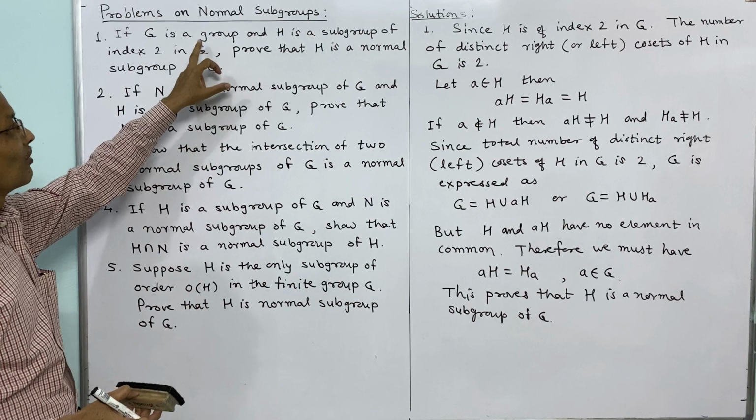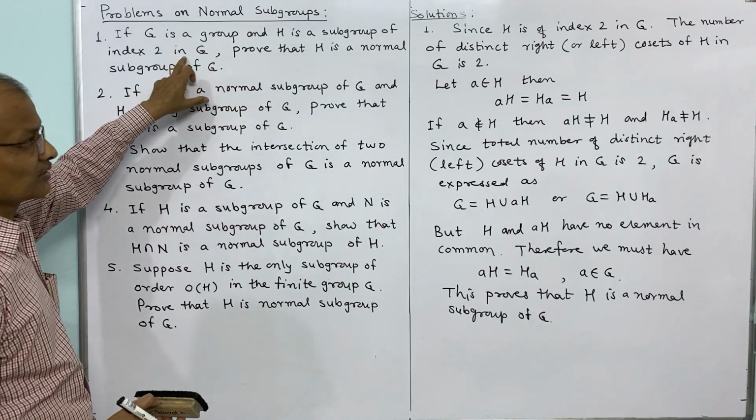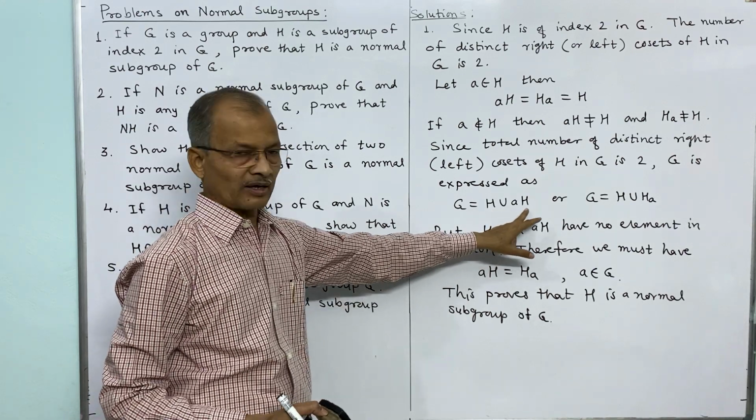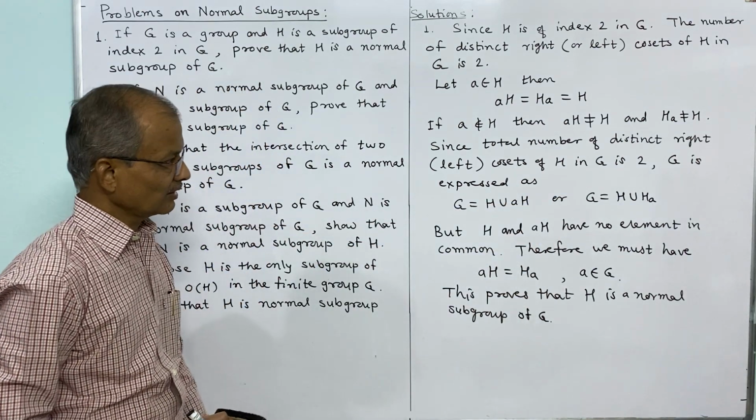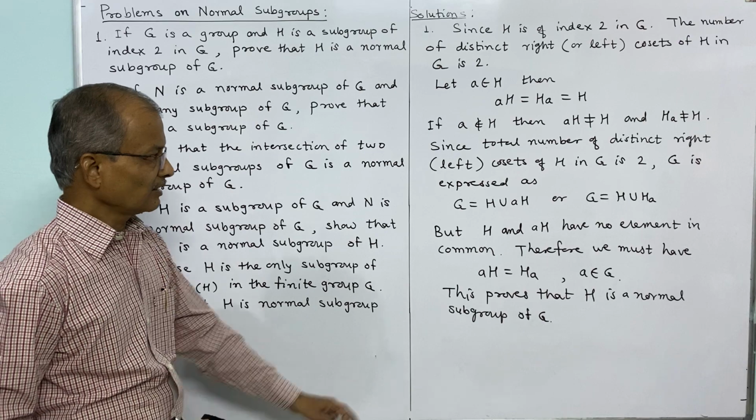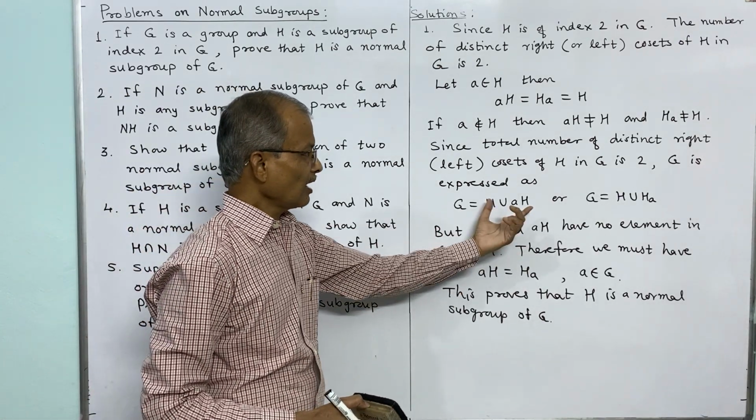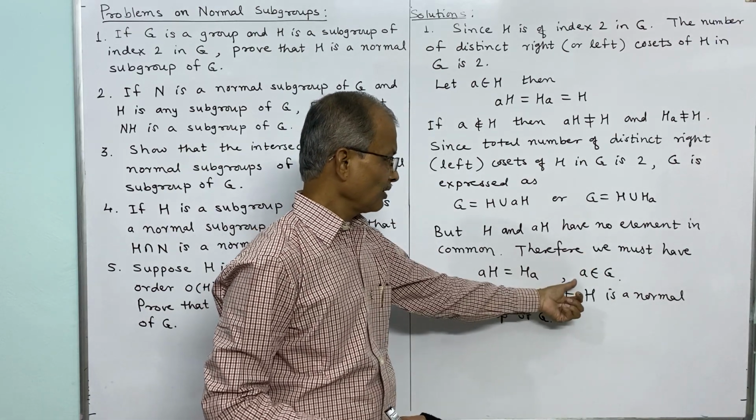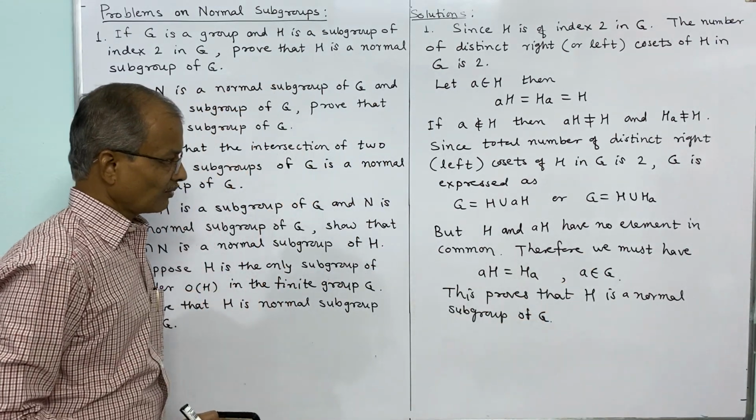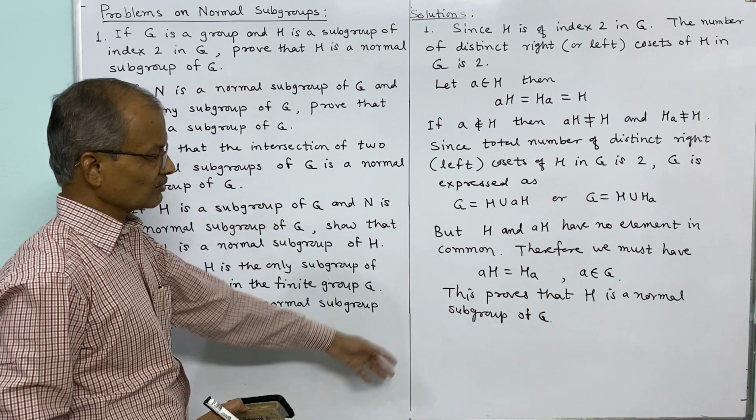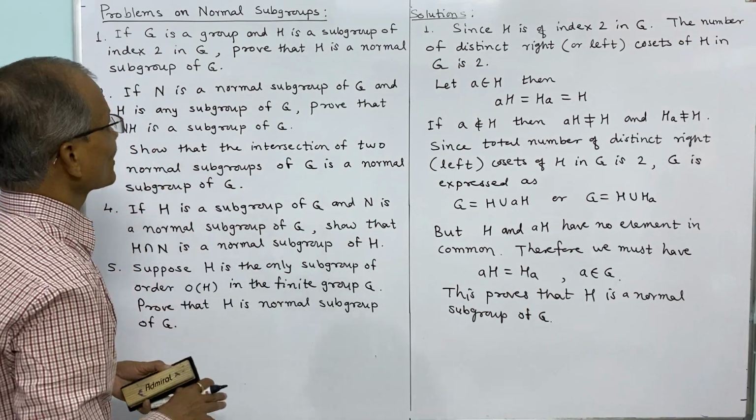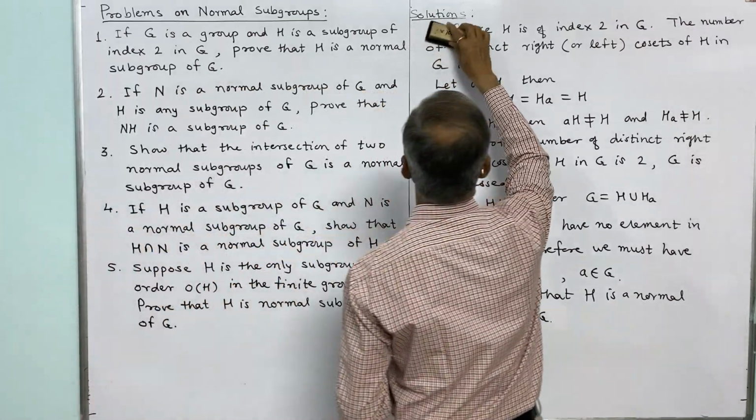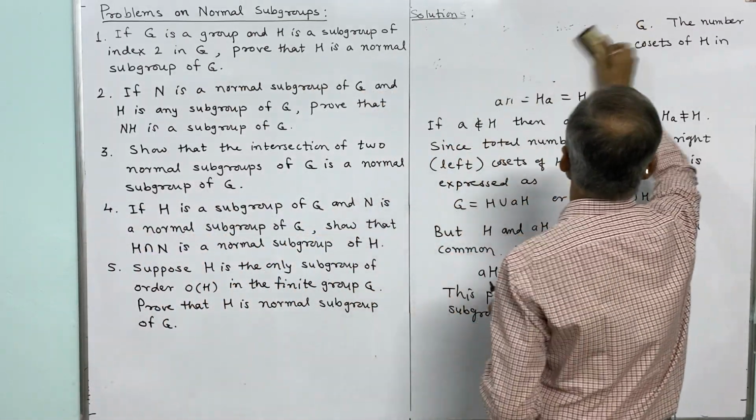If G is a group and H is subgroup of index 2 only, then G can be written as H union aH or H union Ha. And these two have no element common, and therefore this aH must be equal to Ha, and a belongs to G. So therefore this proves H is normal subgroup of G. Now we shall consider the second problem. See, what is the second one?